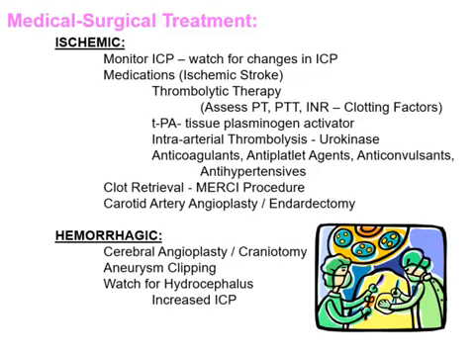So with ischemic strokes, we need to make sure that we monitor our ICP, that we do our thrombolytic therapy, TPA, anticoagulants. Again, we can do clot retrieval, we can do carotid endarterectomy, angioplasty versus hemorrhagic. We can also do cerebral angioplasty, craniotomy, the clipping. We need to watch for hydrocephalus and increased ICP.